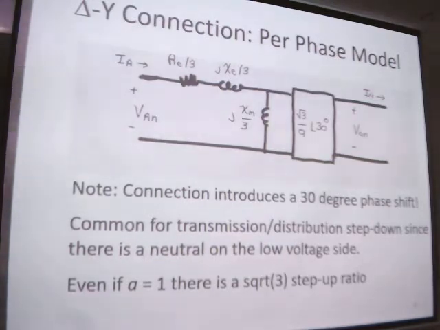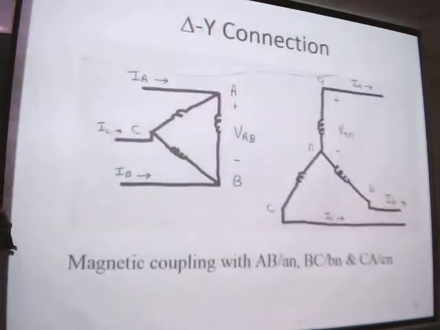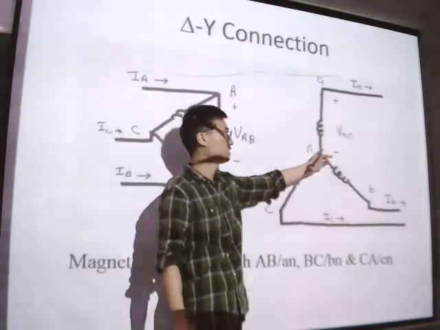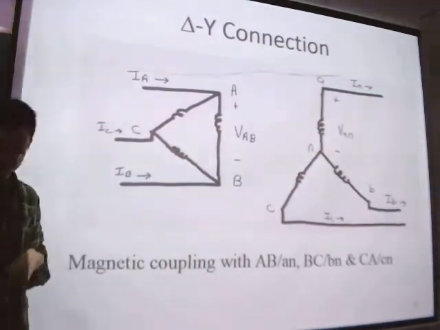Maybe with a more difficult or more complex structure, we can use it to step down since it's a neutral. It's a neutral on the no voltage side. Okay, no voltage. Y connection. There is a neutral voltage, neutral point here.